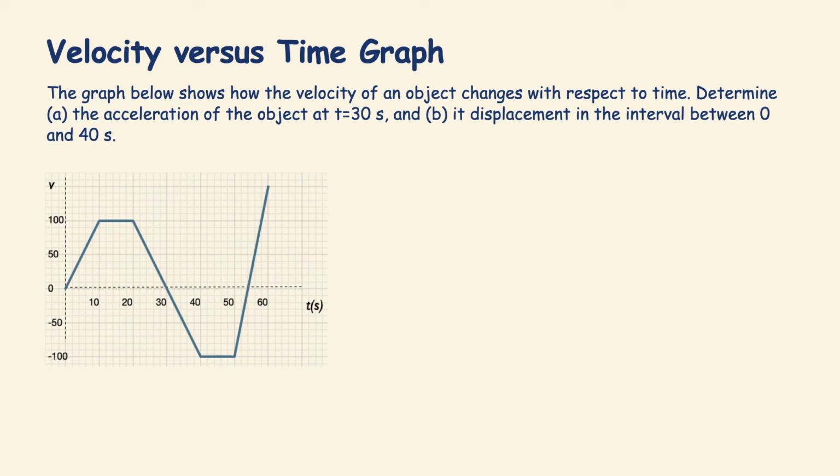The following problem is an example of how we can determine the acceleration and the displacement of an object from a graph of its velocity versus time. So we have a graph that shows how the velocity of an object changes with respect to time. The question here is A, to find the acceleration of the object at time equal 30 seconds, and B, to find the displacement in the interval between 0 and 40 seconds.